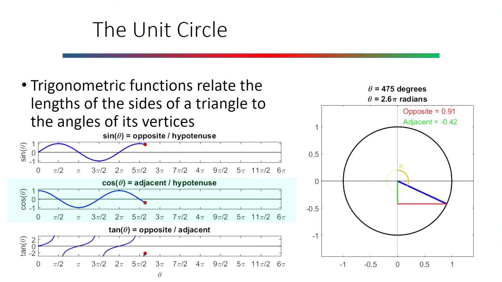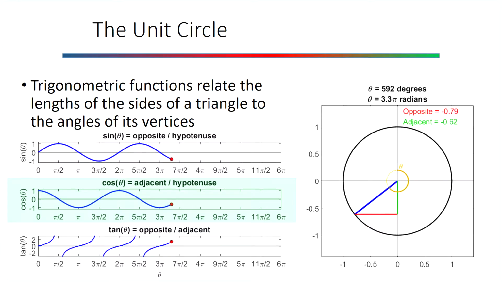If you look at the function, it is really exactly the same as the sine function, except that it is shifted to the left by pi over 2 radians, or 90 degrees. This makes a lot of sense if you think about that circle. If we just rotated our circle 90 degrees, we would swap the green side of the triangle for the red side of the triangle.